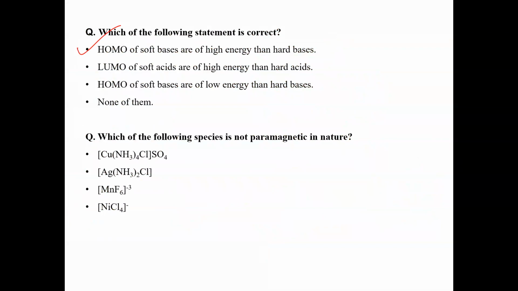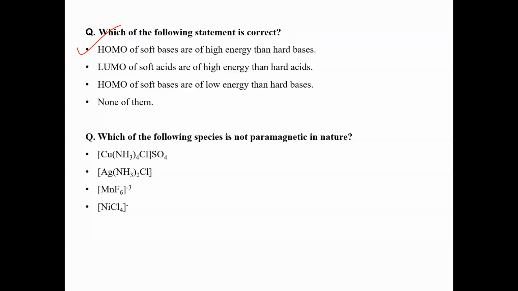They can easily donate their lone pair to the central metal atom, and the energy of the overall system can be low. So that's why they have a higher energy HOMO than hard bases. But in the case of hard bases, their HOMO is already lower in energy, so they will not easily donate the lone pairs, right? So the right option will be the first one.